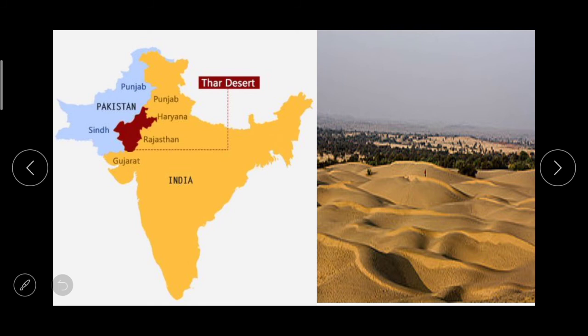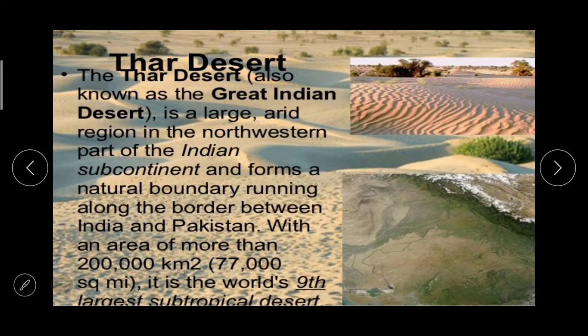Here now in the map again, easy to understand. Thar Desert, this one, and you can see here Punjab, Haryana and Rajasthan, some part in Pakistan also. The Thar Desert, which is also known as the Great Indian Desert, is a large arid region in the northwestern part of the Indian subcontinent and forms a natural boundary running along the border between India and Pakistan.